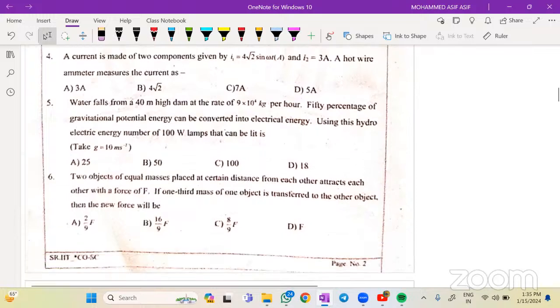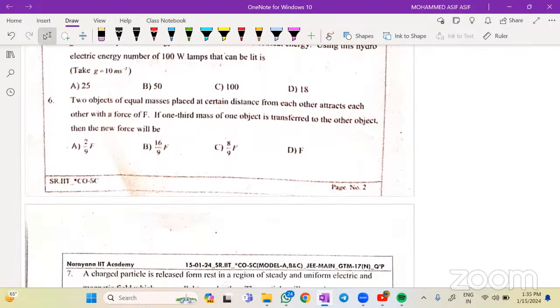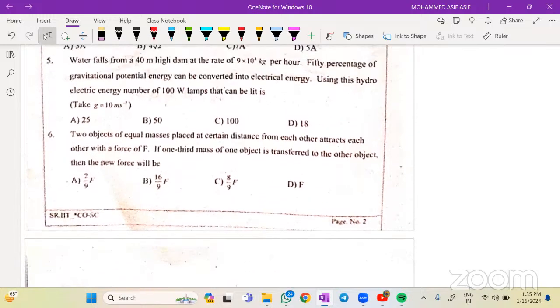Two objects of equal masses have been placed at a certain distance from each other and attract each other with a force of F. If one third of the mass of one object is transferred to the other object, then the new force will be equal to how much for me? Gravitation formula: I can use F is equal to capital G m1 m2 divided by r square. So F is equal to capital G, two objects of equal masses at a certain distance attract each other with force F.